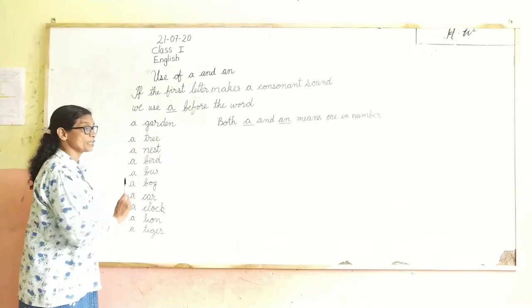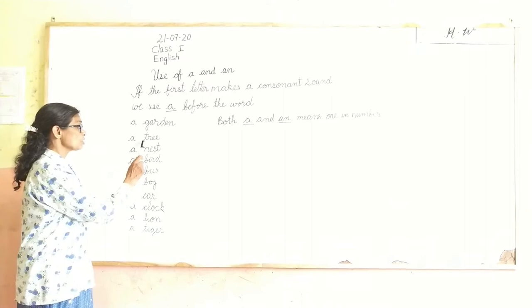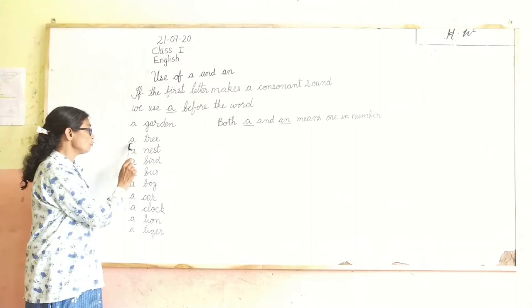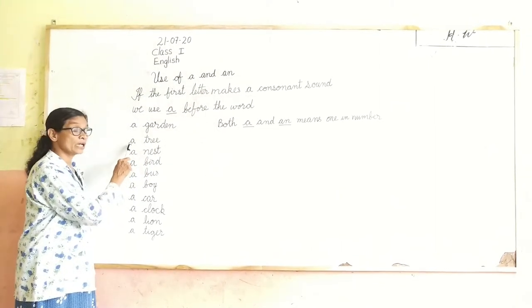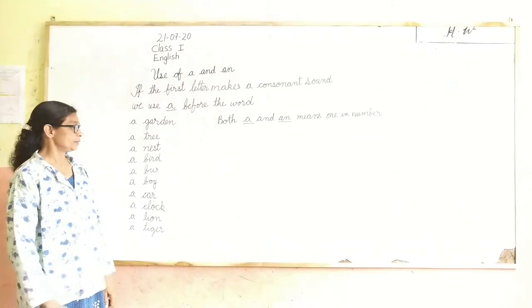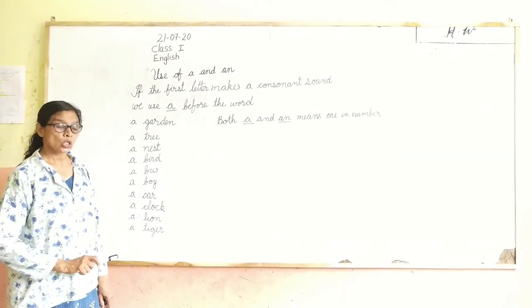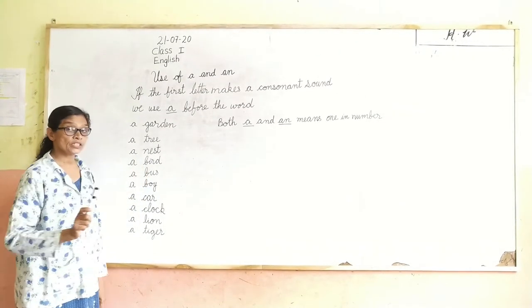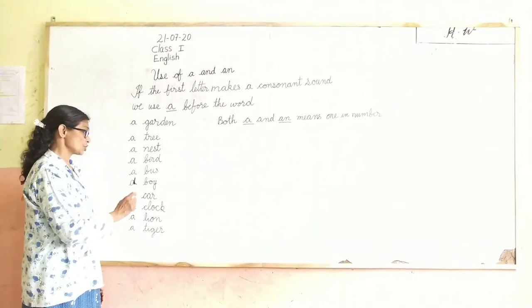T R E E, tree. Tree means पेड़. First letter of tree is T. T is a consonant, so we use a before tree. N E S T, nest. Nest means घोंसला. Its first letter is N. N is a consonant, so we use a before nest.